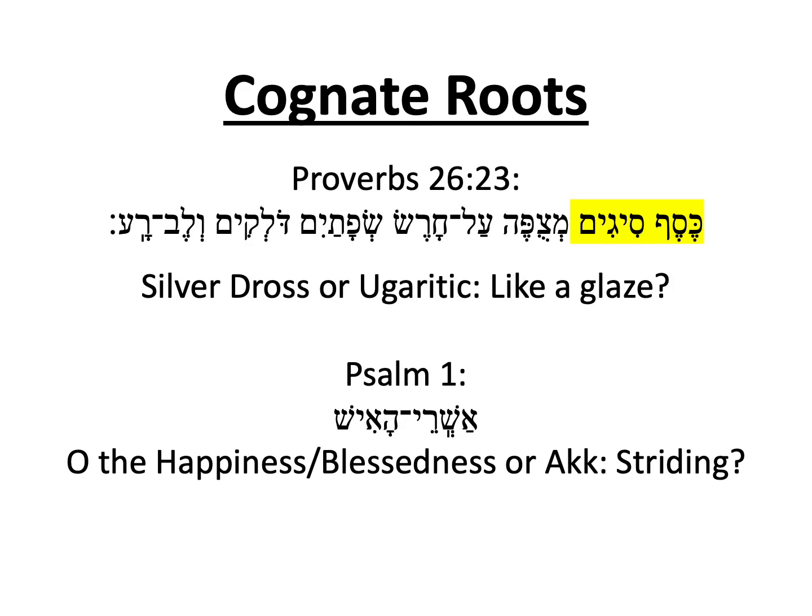Let me give just two quick examples of where cognate roots can be helpful. In Proverbs 26:23, we read, kesef sigim. The question is, though, does this mean silver dross? Kesef means silver.